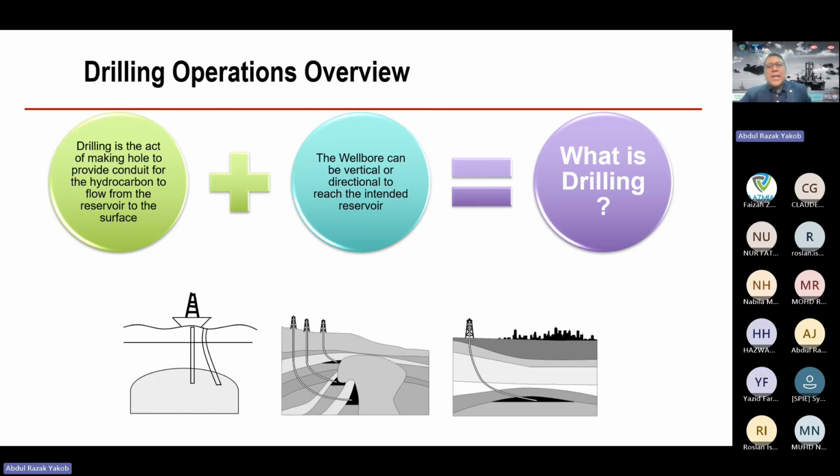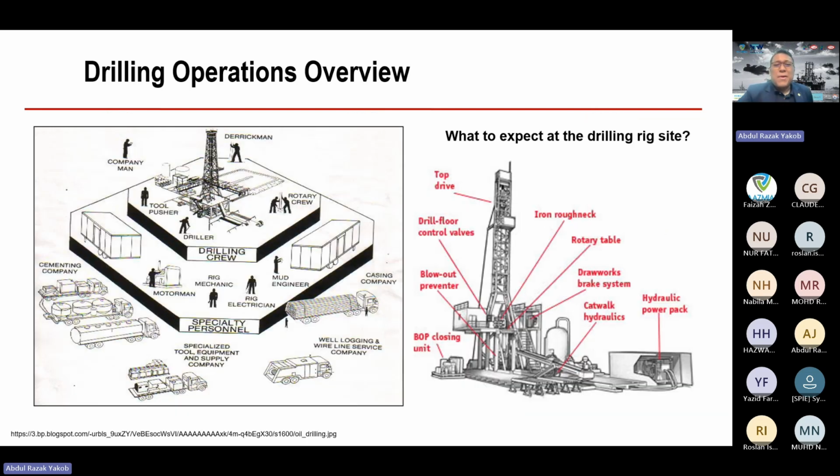Yeah. So what exactly are drilling operations? Drilling operations, we basically want to make a hole for the hydrocarbon to come up. Then we make the well bore vertical or directional or reach. But whatever it is, we want to reach the place where we want to drill. So that is what drilling is. It is making a hole to extract the hydrocarbon, going in a certain direction, either vertical or directional. Yeah.